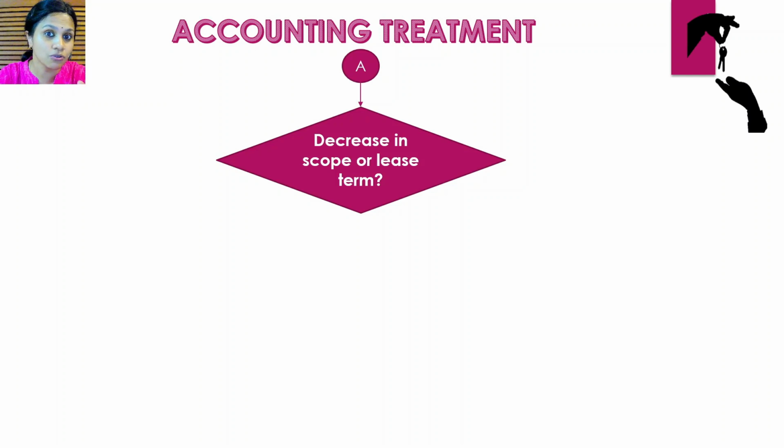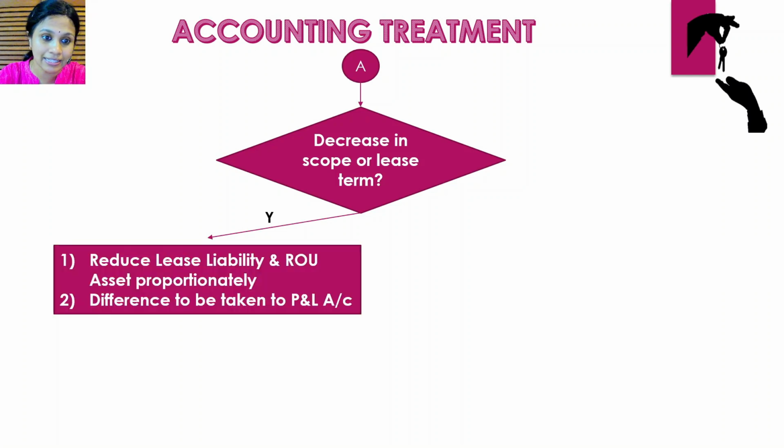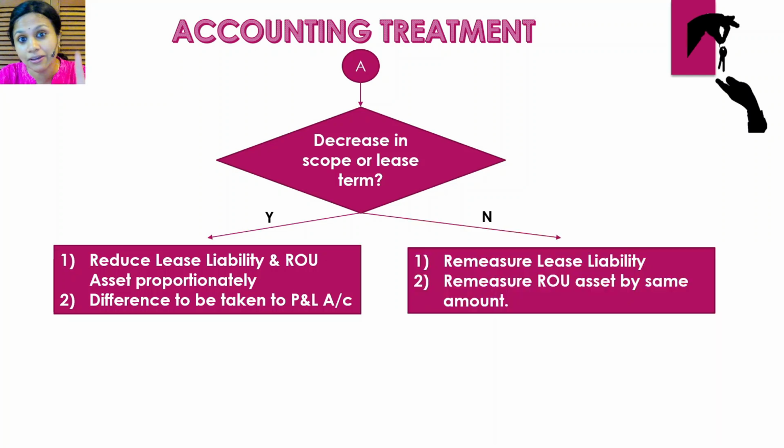If it is a decrease in scope or the lease term, then the accounting treatment is you reduce the lease liability and the ROU asset proportionately, and the difference is to be taken to the P&L account. Let us say it is any kind of modification other than either an increase in scope or a decrease in scope or lease term. Then you remeasure the lease liability using the revised discounting rate, and the adjustment is to be made to the ROU asset. This is where I said the accounting treatment is similar to that of the lease remeasurement.